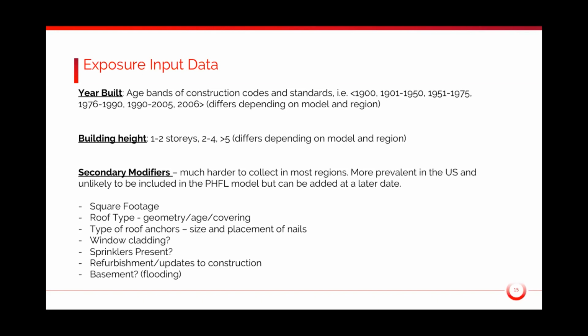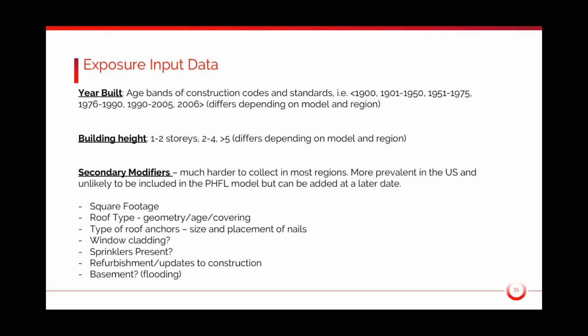And then we can also look at roof anchors. So it goes into detail of size and placement of nails. You know, are the nails bigger? How is that roof anchored to the actual building? Window cladding. Windows are usually the weakest and most vulnerable part of a building. So are they covered? Can they be protected from missiles during a typhoon or hurricane?